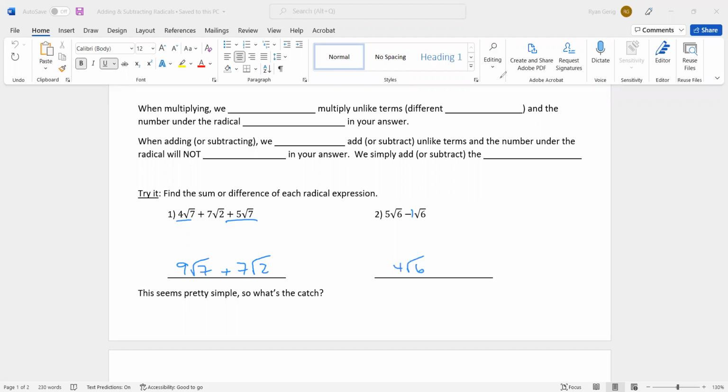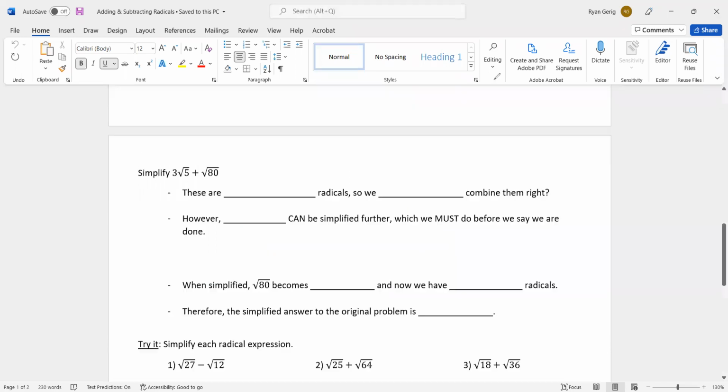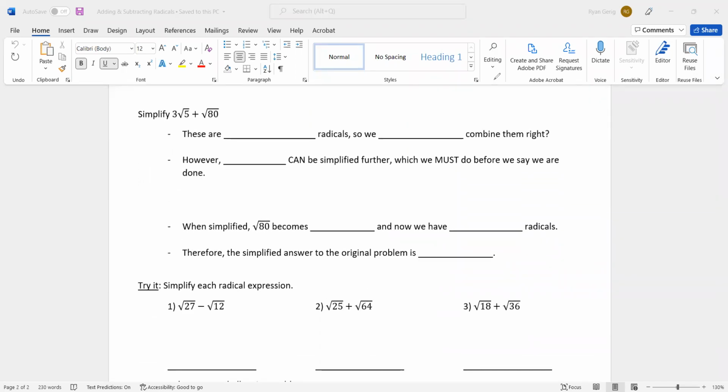Now you're probably thinking, oh, this is awesome. This is super easy. You're right, it is. But there's a catch, of course. Always is, right? Here we go. Here's the catch. Simplify 3 radical 5 plus radical 80. You might be looking at that and say, you can't. They're unlike radicals. You would be correct. They are unlike radicals.